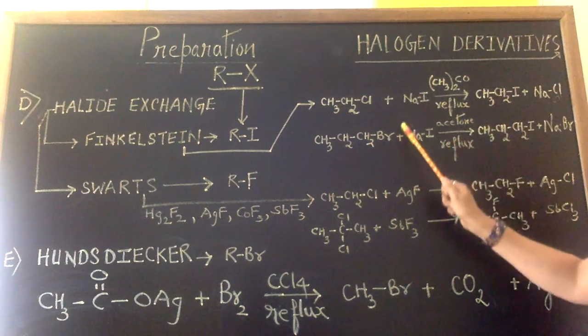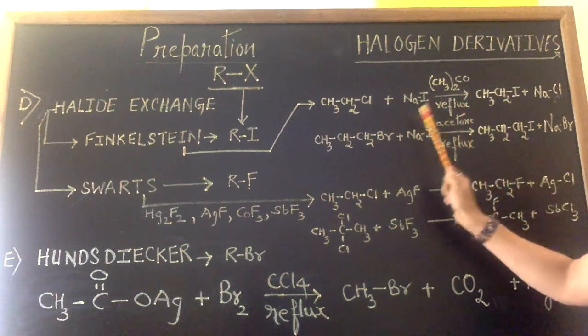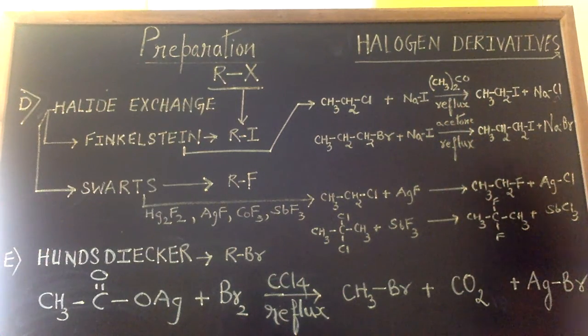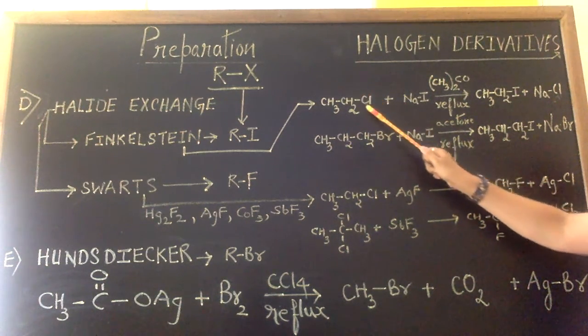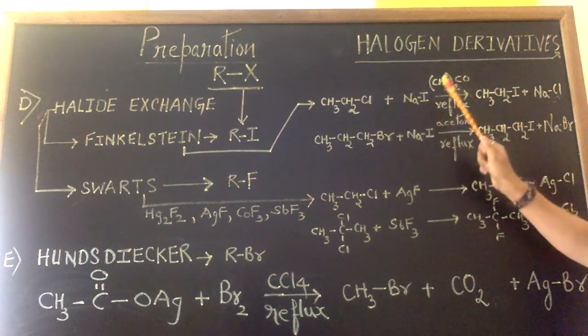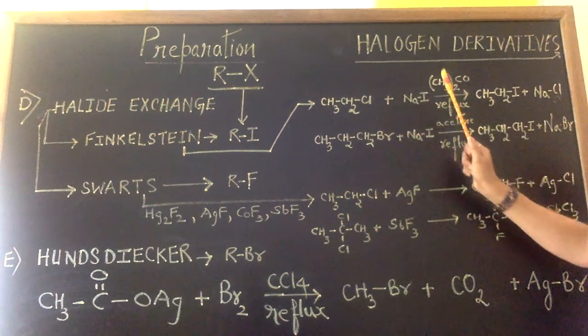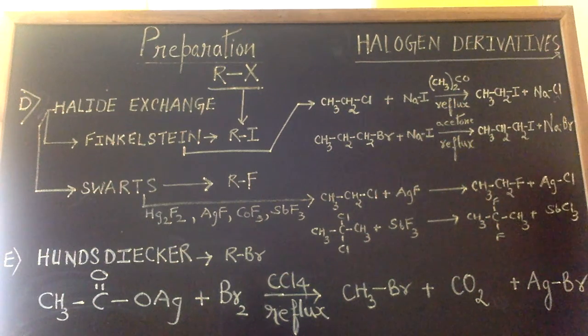In this halide exchange method, that is Finkelstein's reaction, a smaller halogen can be replaced by a larger halogen. We can never take iodide as the starting halide here, and we cannot replace iodide by chloride or bromide. That is the special feature that must be noted. A larger halogen cannot be replaced by a smaller halogen, and the largest halogen is iodine among the halogens which can be taken over here.